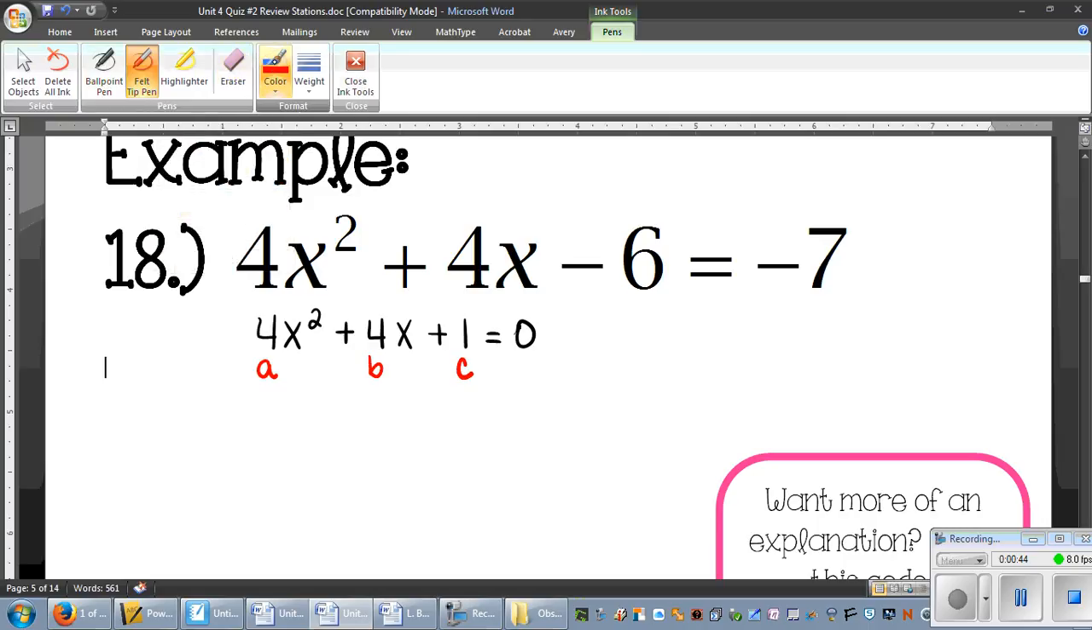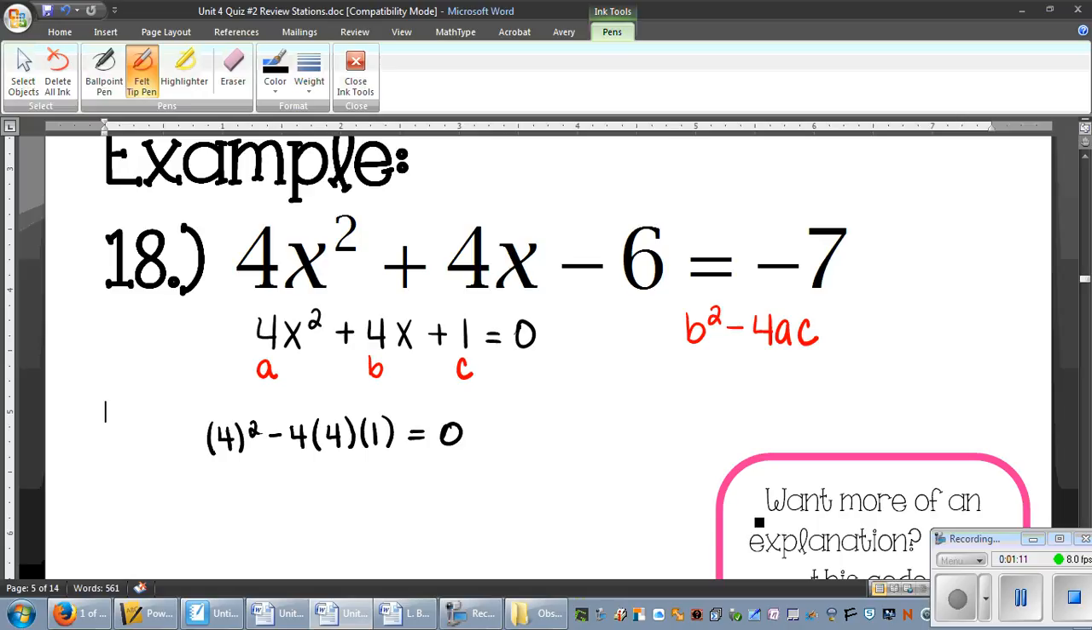And the discriminant is b squared minus 4ac. It's the part that's underneath the square root in the quadratic formula but doesn't actually include the square root. So if I set up my discriminant, I have 4 squared minus 4 times 4 times 1. And I'm going to get 16 here when I square, and also 16 here, so 16 minus 16 is 0.